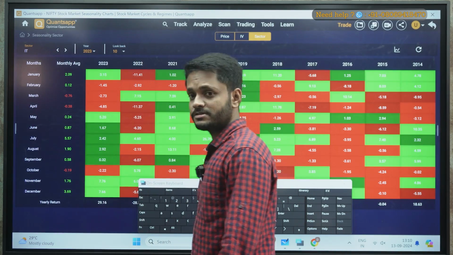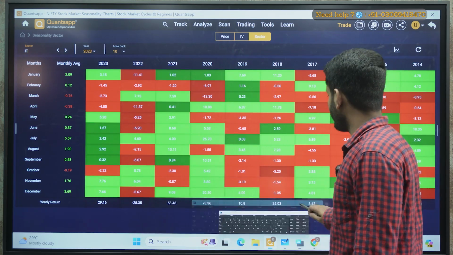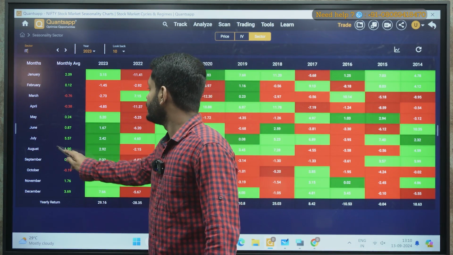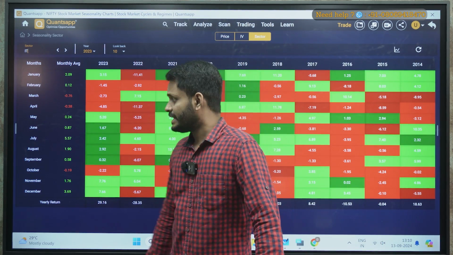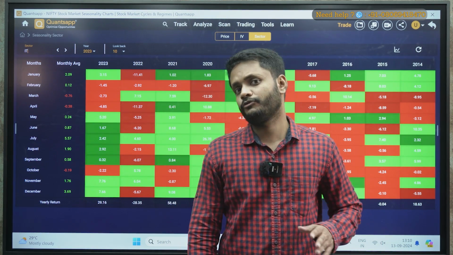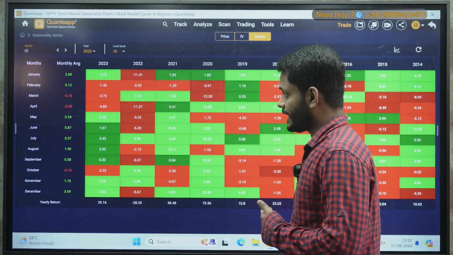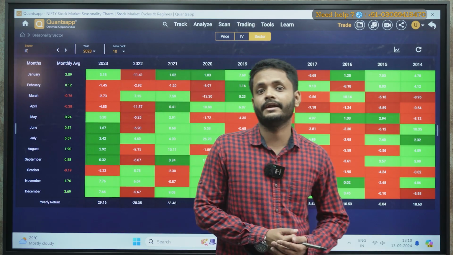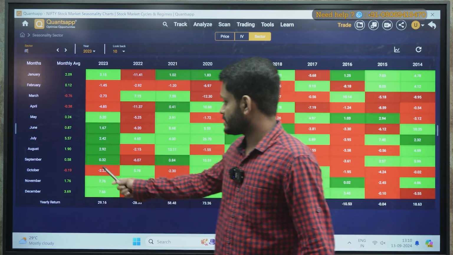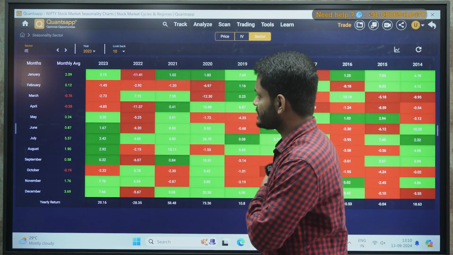So IT performs the best in July. If you see, approximately 5.57% is the result it delivers, and in July, Emphasis, TCS, Wipro, everything performed exceptionally. Tech Mahindra was trading somewhere around 1200, and now it is above 1600. So whenever July comes, IT delivers the best.